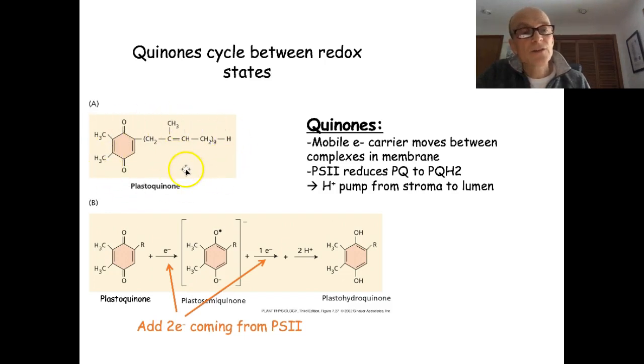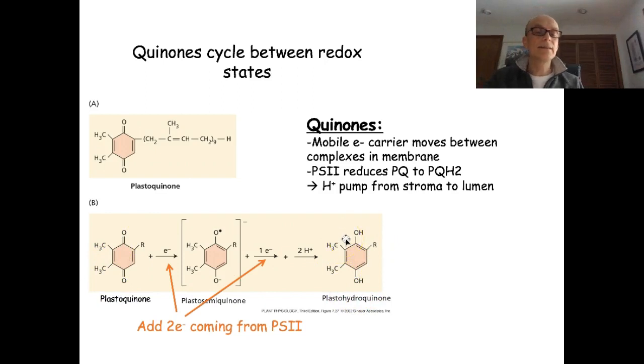Here's the chemical structure of such a plastoquinone. If we start with plastoquinone and you're adding an electron, then there's a transition state where you have an electron here, and you're adding another electron here. Along with two hydrogens, you are now adding a hydrogen here and a hydrogen here. And so you go from plastoquinone to plastohydroquinone.